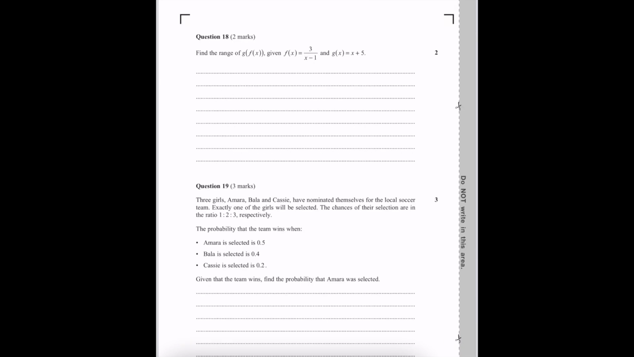Question 18 says, find the range of g of f of x given f of x is 3 on x minus 1 and g of x equals x plus 5. So what we need to realize is that g of f of x is just translating the function up by 5 units. So we've got this x here, which essentially is going to be replaced by 3 on x minus 1. And then we have this plus 5. So it translates it up by 5.